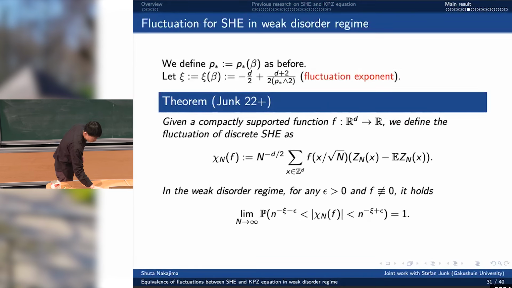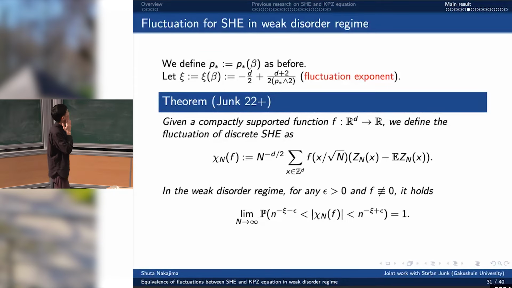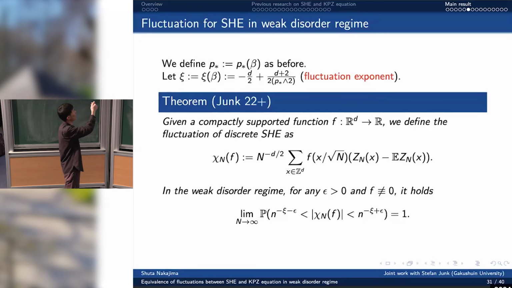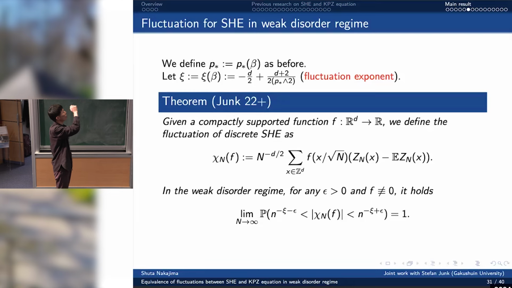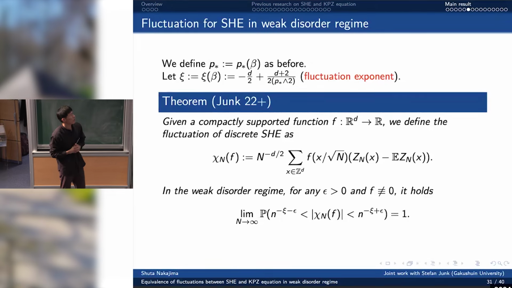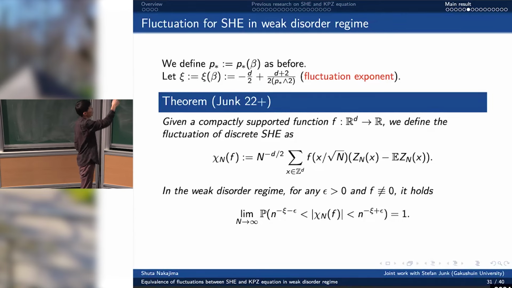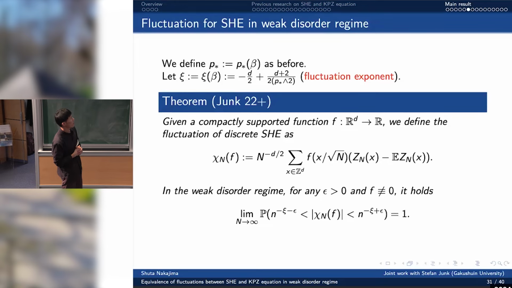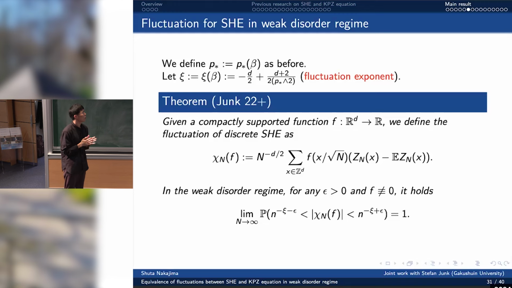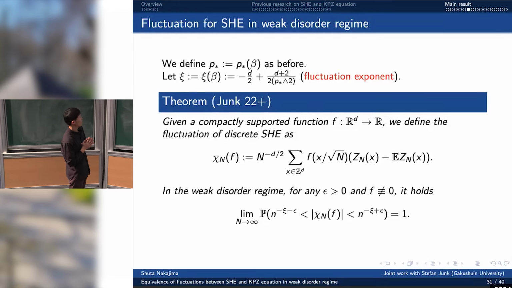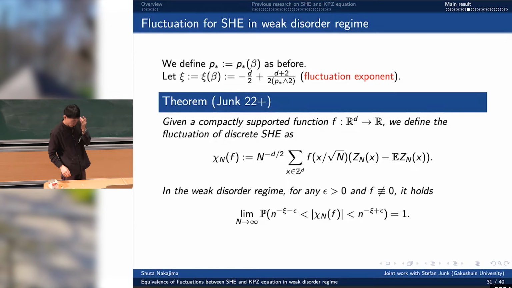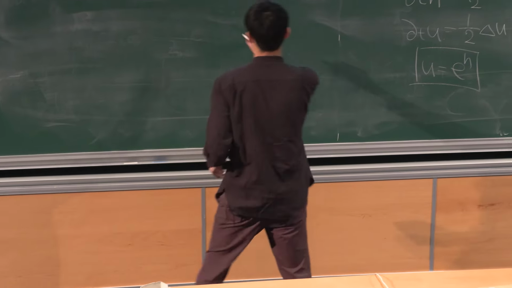Okay, then let's consider the fluctuation of SHE, and we introduce a new parameter C defined by this. P star is the tail exponent, and we call C the fluctuation exponent. He showed that the fluctuation of SHE, which is now defined by this because this is discrete, is of order n to the minus C with high probability. Maybe I should write them.